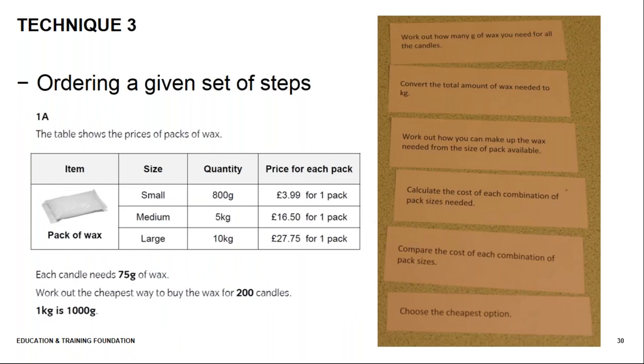The last technique I use is to ask the students to order a pre-prepared set of steps. This is an extract from a Level 1 City and Guilds paper. You, as the teacher, will need to prepare the steps, which you can then ask the students to order. I always do this in small groups because it gives students the chance to explain their thinking if there are any disagreements over ordering, and they wouldn't be able to do this if it was done individually.